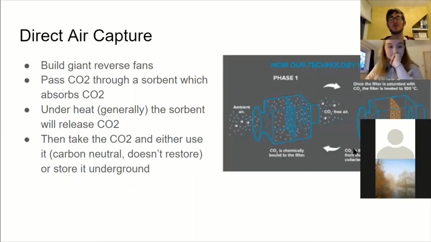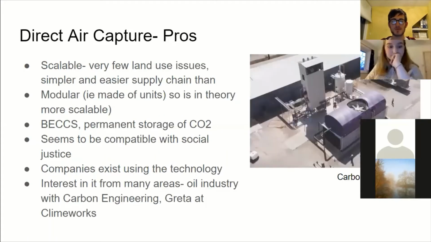And then once we've got the CO2, we can either use it in a fuel that's reaching net zero. That's not going to help us restore. That will help us reach net zero, which is our primary concern. We need to do that first and foremost. Or if we really want to be removing carbon dioxide as well and helping to restore the climate, we could then store it underground. That's the theory of direct air capture.